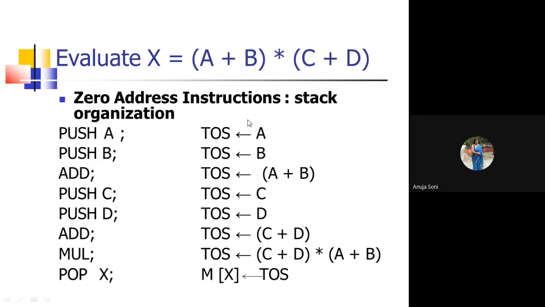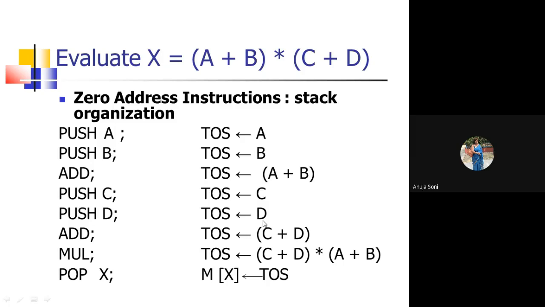Now push C. C will be inserted in the stack, and that will become the top of the stack. Push D. D will be inserted into the stack, and that will become the top of the stack. Earlier A plus B was there as one of the elements of the stack. Now when we give the add, it will add these two topmost elements, and these two will be added and will become the top of the stack. But prior to that, C and D will be popped out.